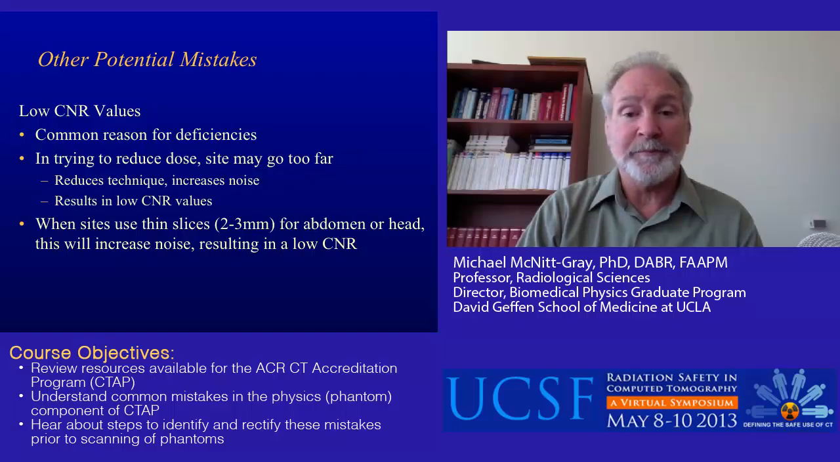Some other potential mistakes for the low CNR values, some common reasons for those deficiencies. In trying to reduce the dose, the site may go too far and reduce the technique beyond what's reasonable. That increases the noise, resulting in low CNR values. This also happens when sites use very thin slices for routine abdomen or routine head. Again, having a secondary reconstruction for axials, sagittals or coronals is perfectly fine, but for primary diagnosis, these images usually should be a little thicker to reduce the noise, because using those thin slices will increase the noise, resulting in a low CNR value.